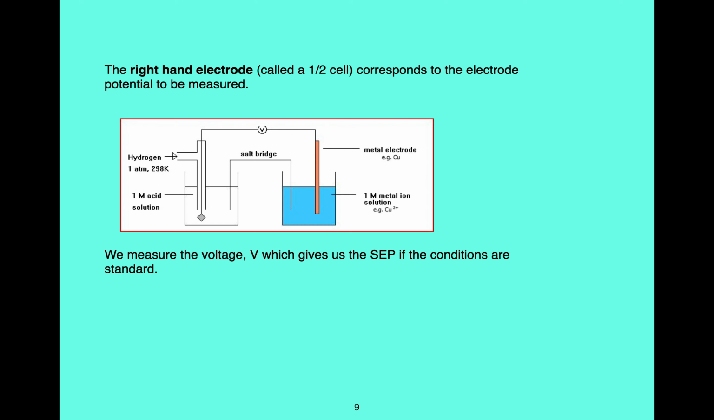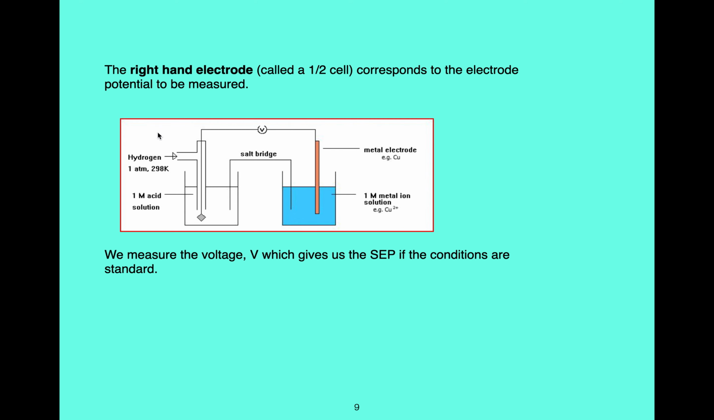We make this the left-hand component of the cell. The right-hand component, or the half cell, corresponds to the electrode potential to be measured. So here, for example, I've got copper metal in contact with copper ions with 1 molar concentration. This is a salt bridge, which just completes the circuit, so electricity can flow, and you measure the voltage V.